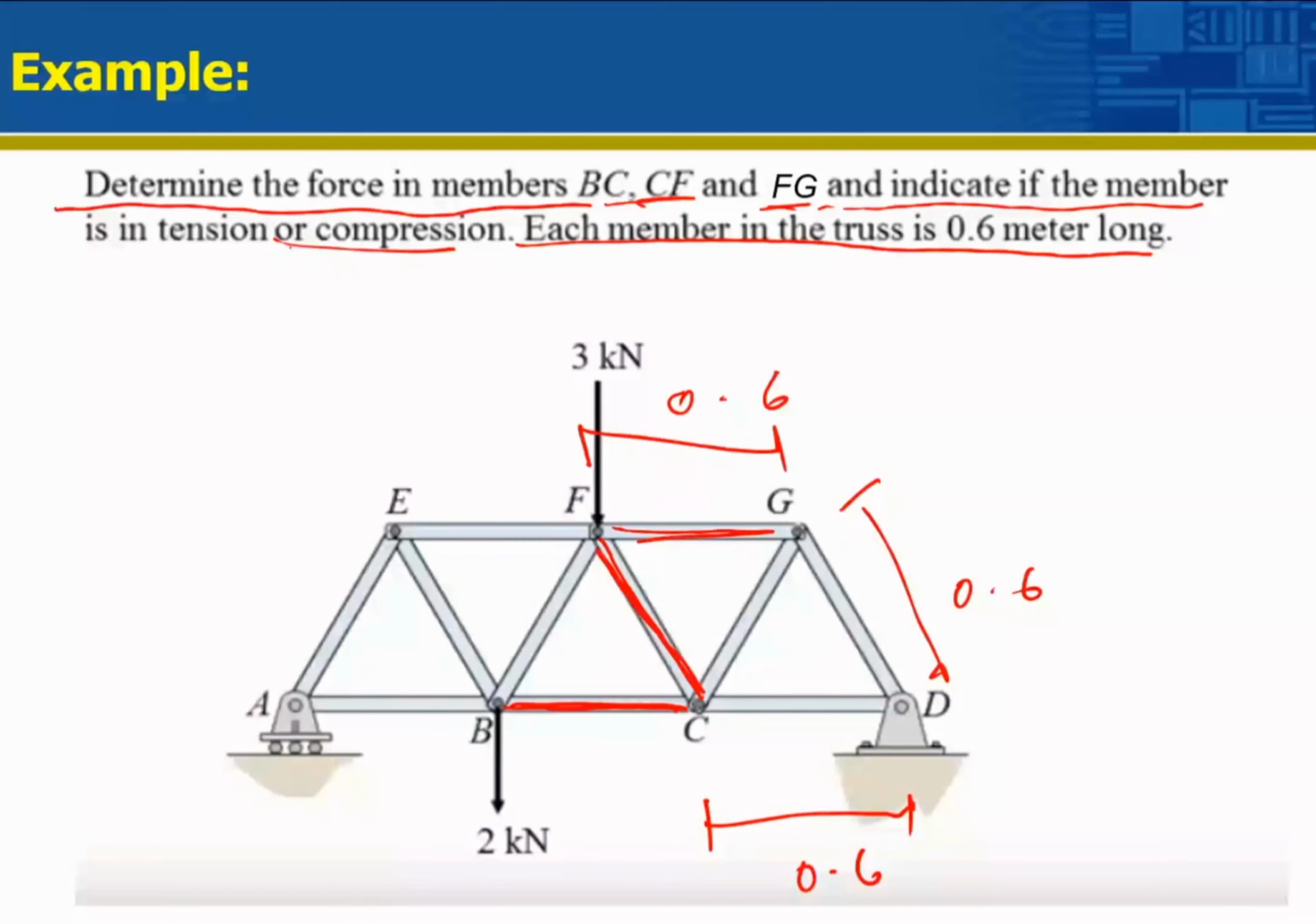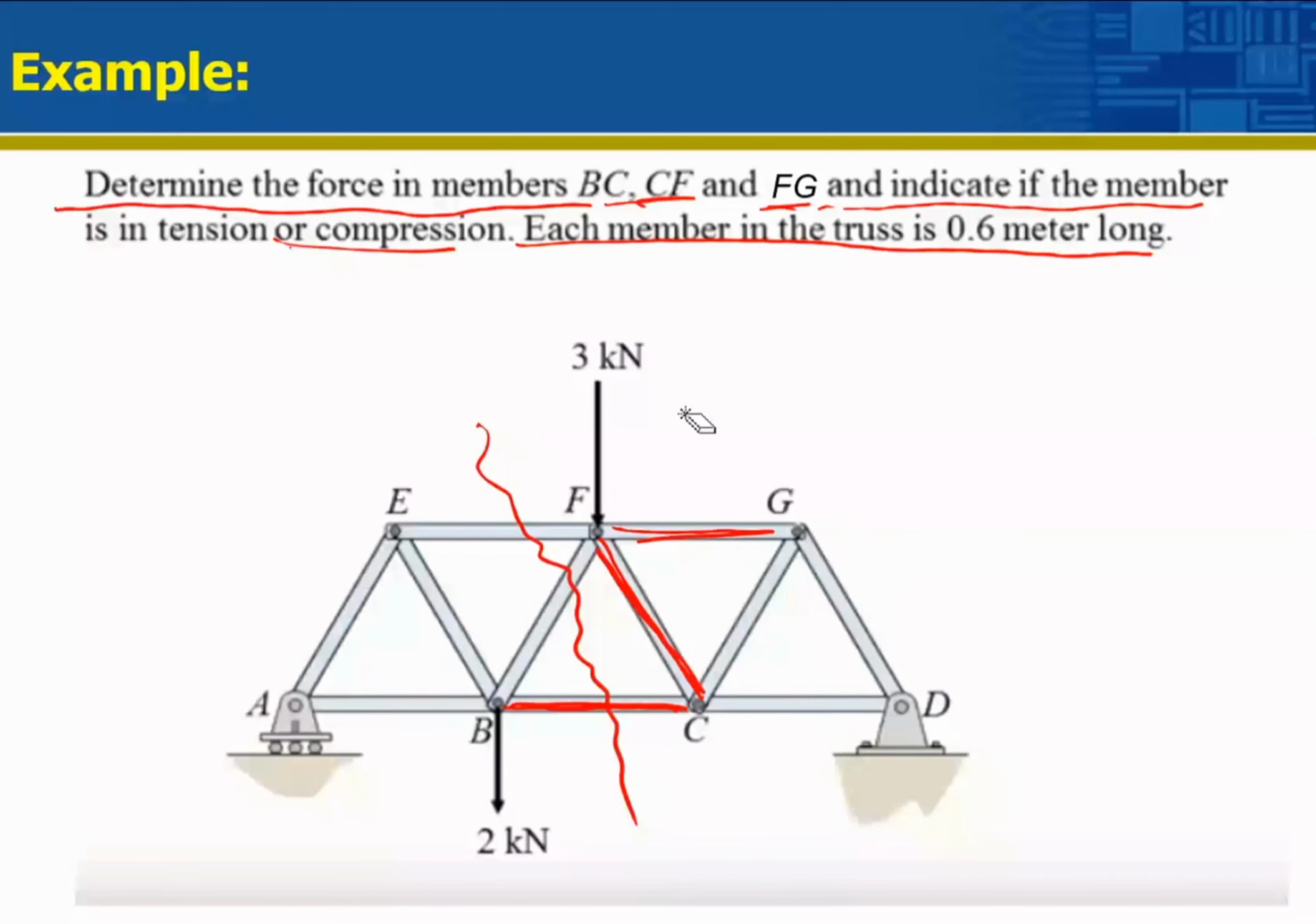So if I cut from here, let me get rid of this. How many members am I cutting which are unknown? This one is the only unknown. We are not interested in the forces here. So that's not the right way of sectioning it. Let me section here. There's no purpose of sectioning here because we are not doing analysis on those members. So that's not the right place to section it.